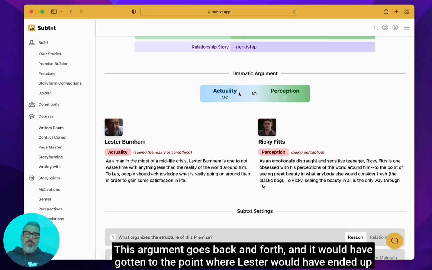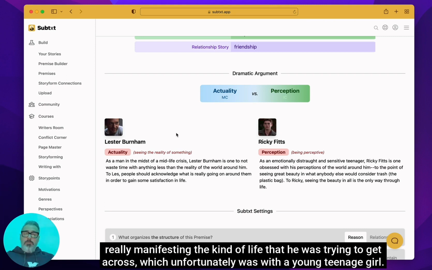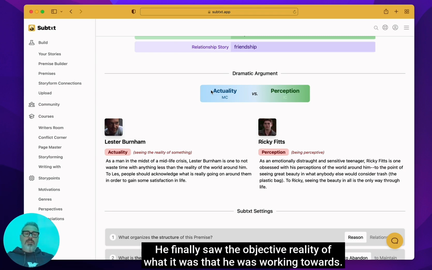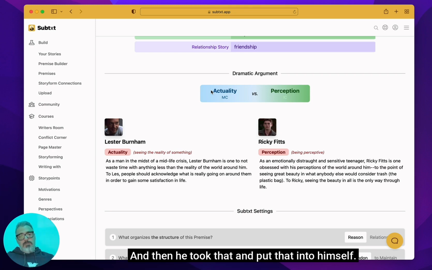This argument goes back and forth, and it would have gotten to the point where Lester would have ended up really manifesting the kind of life that he was trying to get across, which unfortunately was with a young teenage girl, until he finally saw the reality of it and realized, this is not me. This is not right what I'm doing. He finally saw the objective reality of what it was that he was working towards. And then he took that and put that into himself. And that's why he turned her down at the end.